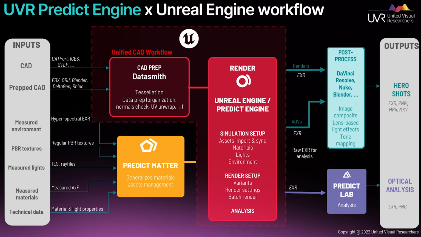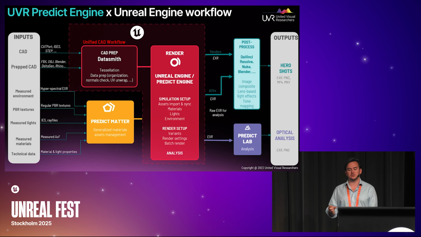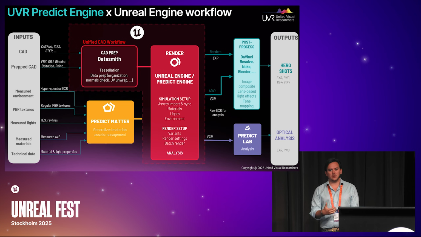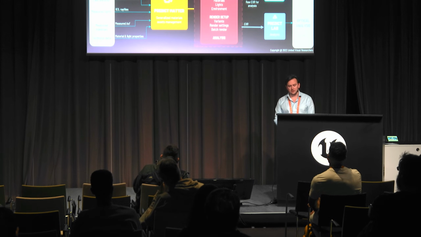From the same CAD data that you import through the Datasmith workflow, where you can tessellate and prepare the data and so on, you do the normal checks that you already do in your visualization workflow. You take all of the measured data aside from the geometry: the environments, the PBRs, the measured lights, the measured materials like AXF. You put all of this data through Predict Matter, which is another app that we developed through our API, which treats all of this additional spectral information that you didn't have at first. Then we just add this on top of everything that you already have, the animations, the scenarization, as an input, and we put all of this into Unreal Engine.